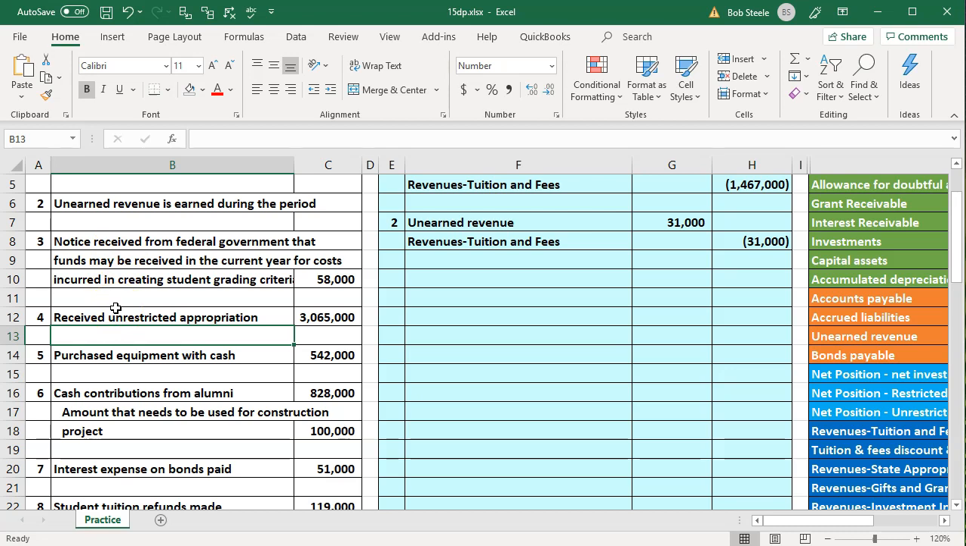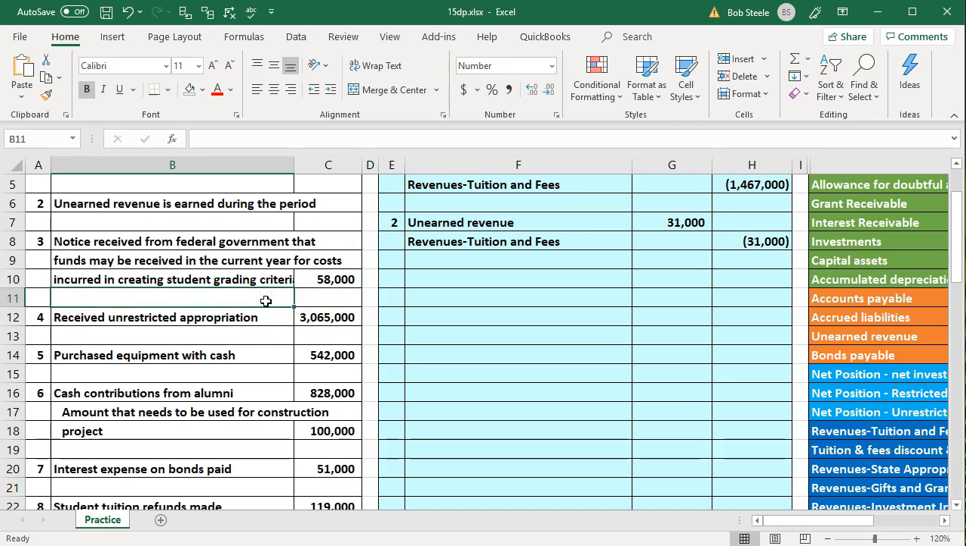of thing here. Notice received from the federal government that funds may be received in the current year for costs incurred in creating student grading criteria. So we got a notice from the federal government that we're going to receive funds, possibly a grant, that funds may be received in the current year. But we haven't got the funds yet, and so we're not sure.